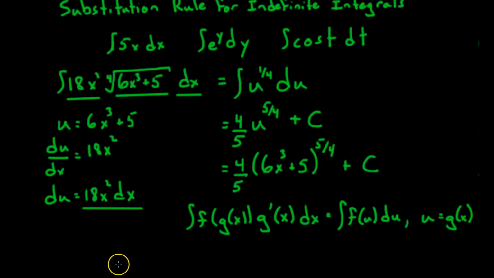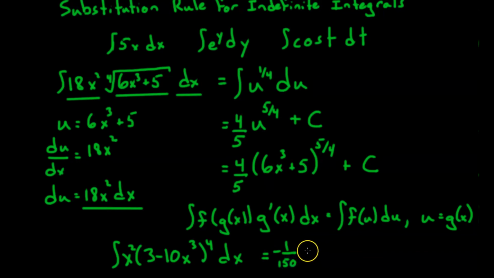So I want you to try one for yourself here. Let's try the integral of x squared times 3 minus 10x cubed to the power of 4 dx. And just to make sure you're doing it right, I'll tell you what you should finally get. The final answer should be 1 over 150 times 3 minus 10x cubed to the power of 5 plus c. So give it a try.